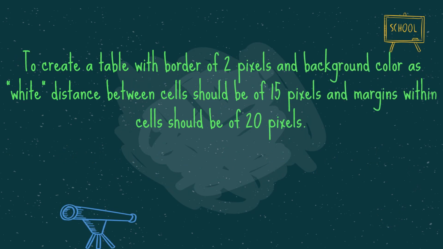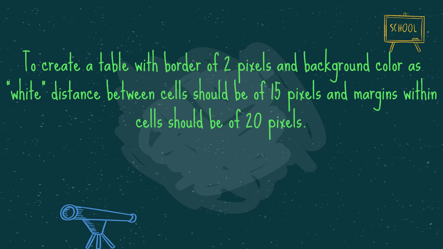Next question is to create a table with a border of 2 pixels, background color as white, that is the background color of the table. Distance between the cells should be 15 pixels. That means the cell spacing, the distance between two cells horizontally and vertically, should be 15 pixels. And margins within the cell should be 20 pixels.